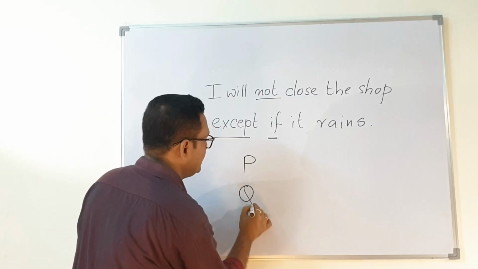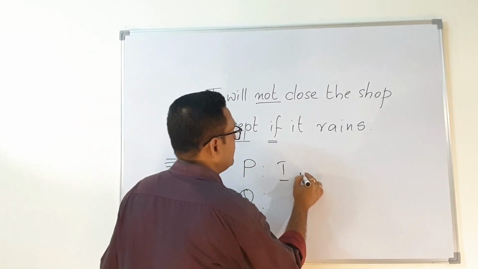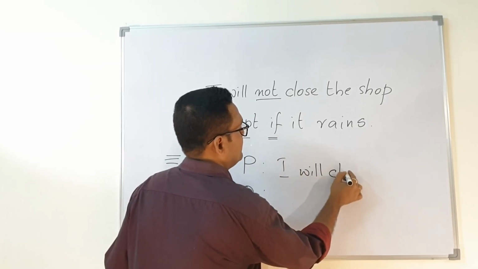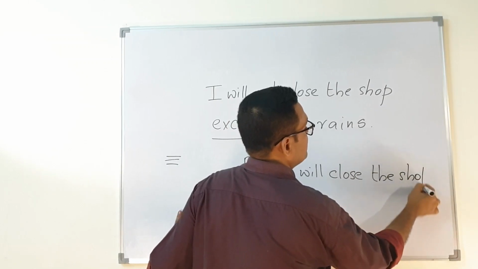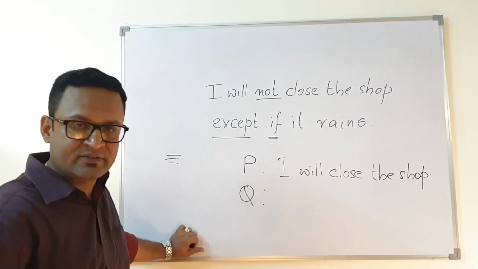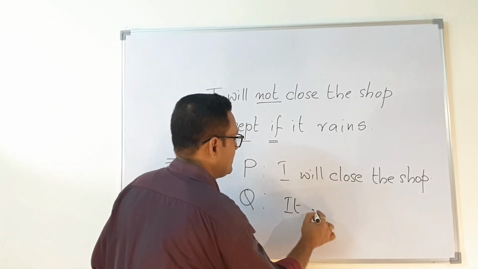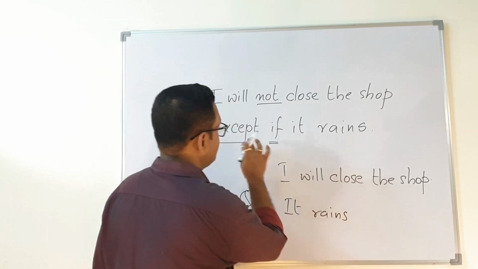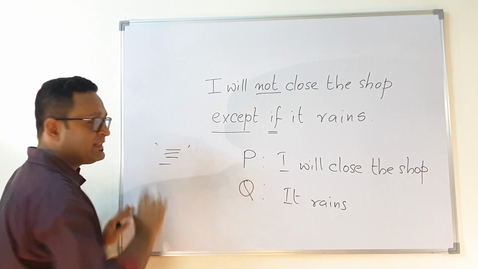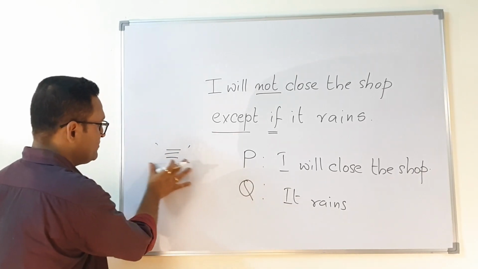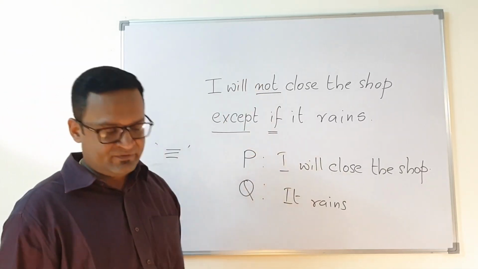What will be P? I will close the shop, because I will close the shop will be a simple proposition. There is no negation over here. So this is the first thing which you should understand. Second, Q is it rains. So this except and this if together make this equivalence sign, right? I will remove this so that you are not confused. So the equivalence sign comes precisely because of except if, fine.